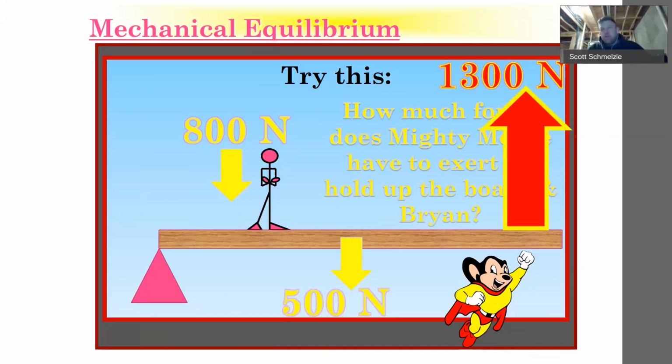Now, granted, this is a very funny example because we're using a cartoon character, but really that becomes a big deal for us. If you think about having a diving board or something like that, you have to be able to have some sort of upward force to balance that thing out. Otherwise, it's just going to flip and fall.